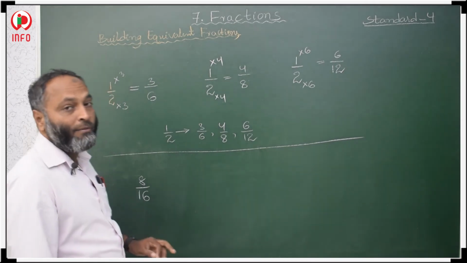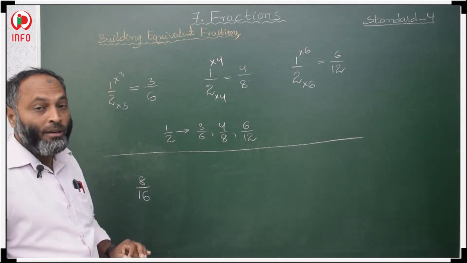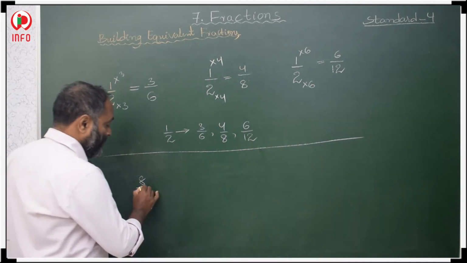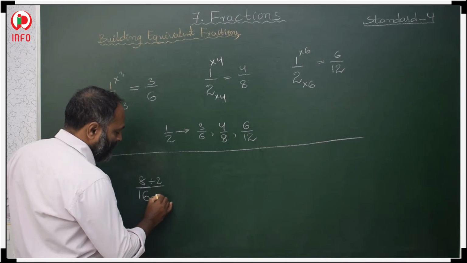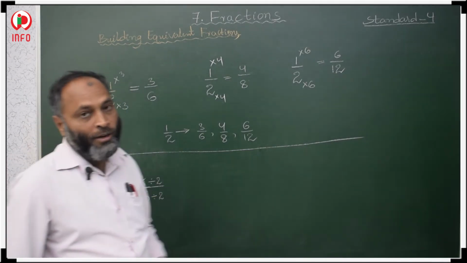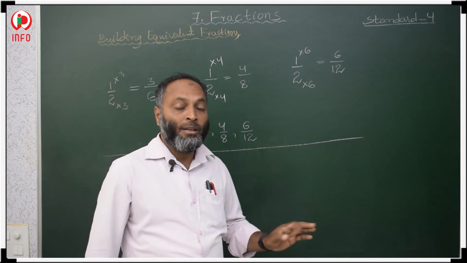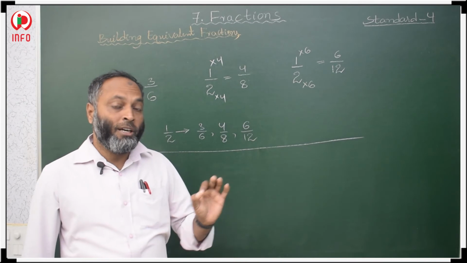So like this we have to think and we have to divide with that number. Here you have to divide by 2. 8 is divided by 2 and 6 is also divided by 2. With the same number we have to divide. Don't divide with separate numbers. Numerator and denominator should be divided with the same number.